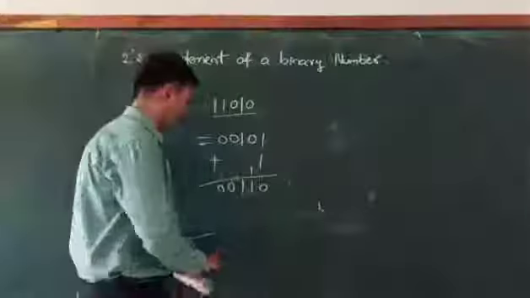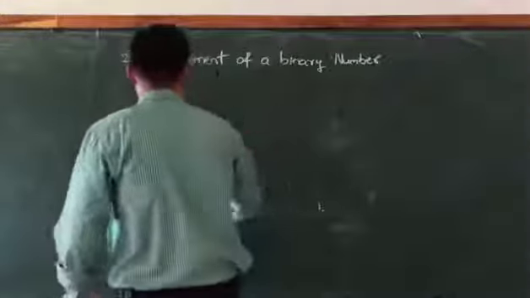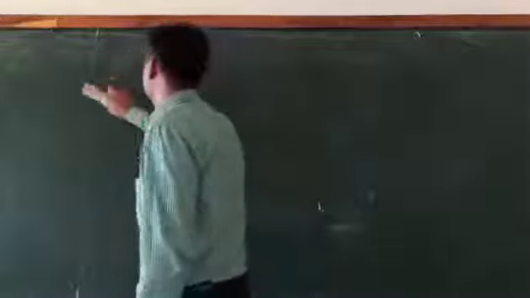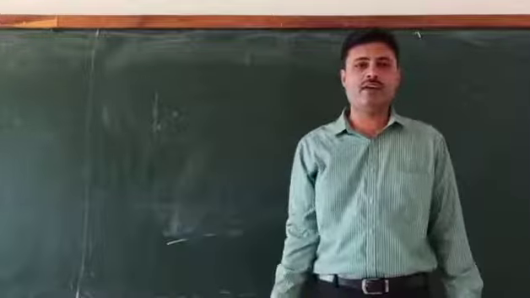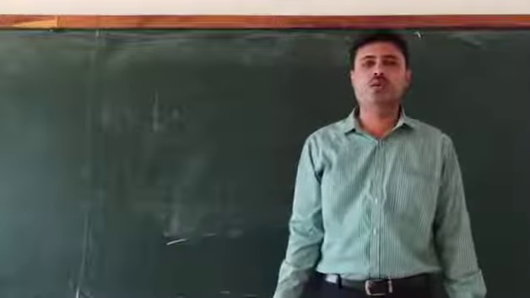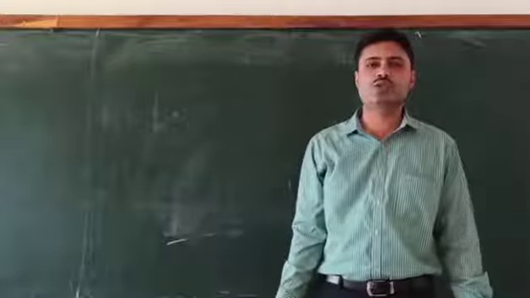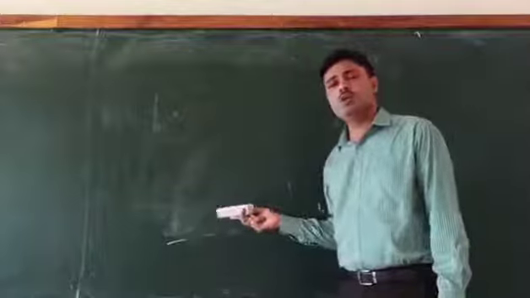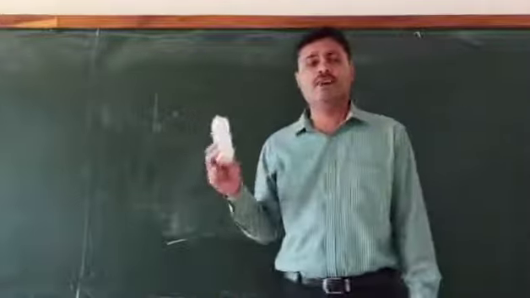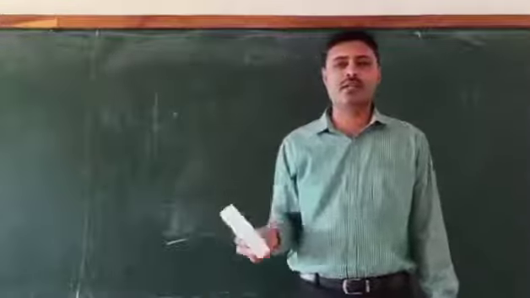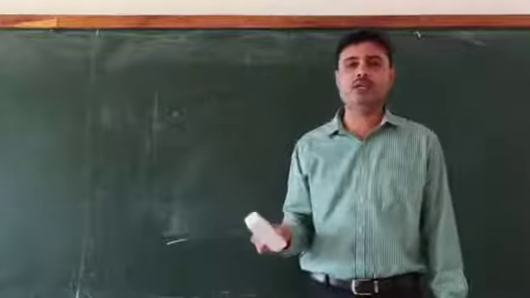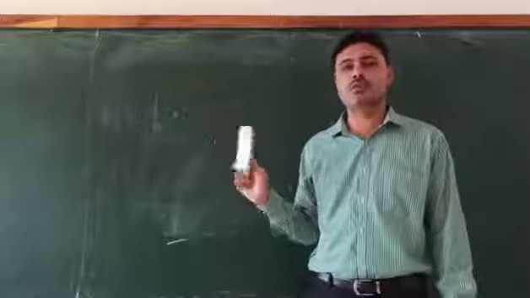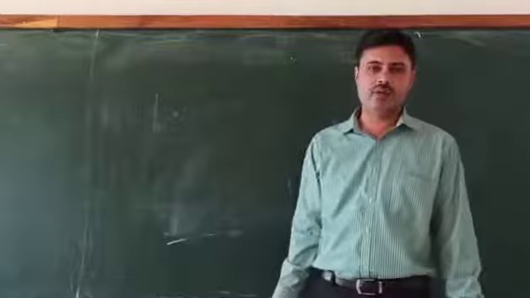So how to find the 1's complement of a given number? When we are finding the 1's complement of a given number, we need to convert all the zeros to 1 and 1 to 0. When we are finding the 2's complement of a given number, first we need to find the 1's complement of the given number, and by adding 1 to it, we will get the answer as the 2's complement of the given number.